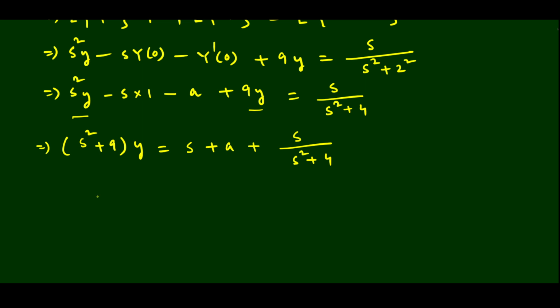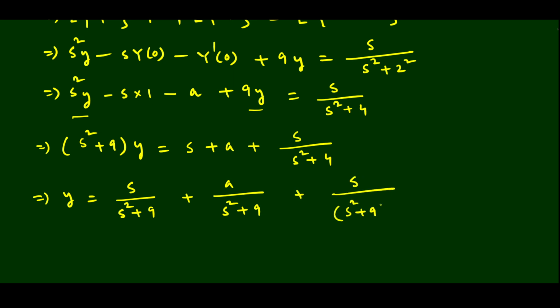Then y is equal to, let us divide all the terms of the right hand side by s square plus 9. So our first term will be s divided by s square plus 9, then a divided by s square plus 9, and then s divided by s square plus 9 times s square plus 4. Okay. Now in the left hand side we have simply small y, and on the right hand side we have the terms containing s.